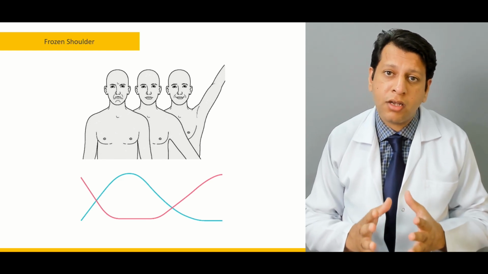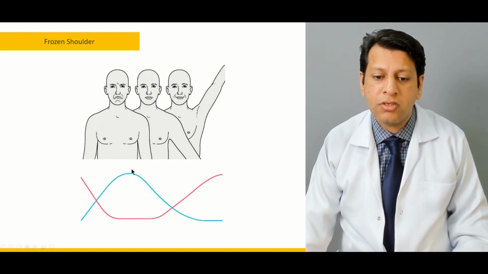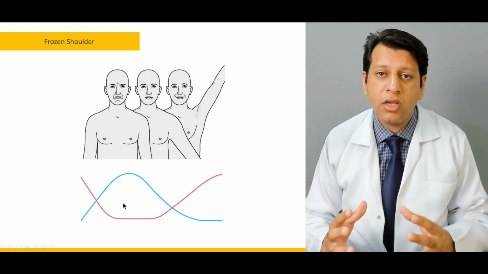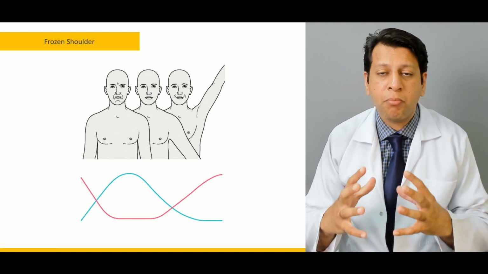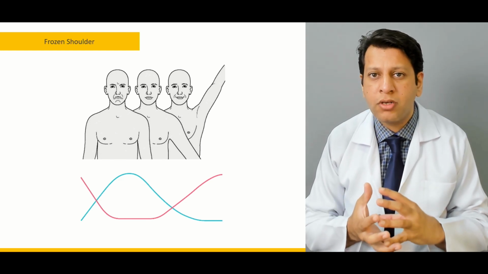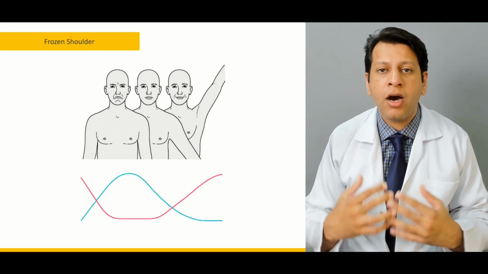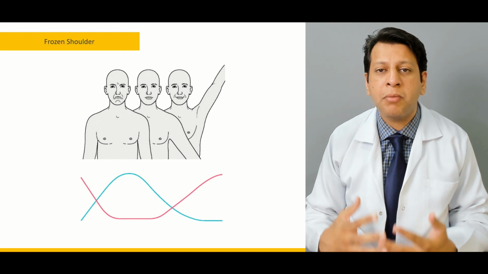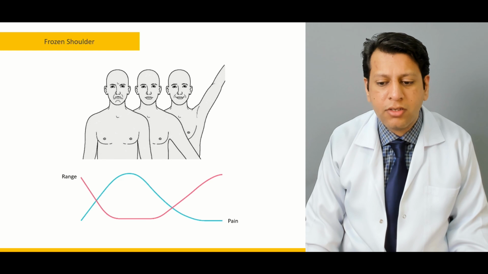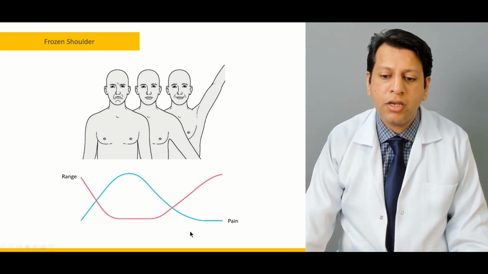Once this stops, there is the start of the second stage, which is called the frozen stage. The frozen stage means that the capsule has completely become fibrosed, and there's complete loss of active and passive range of motion, or the active and passive range of motion are completely decreased. Then comes the thawing stage, which is the third stage.